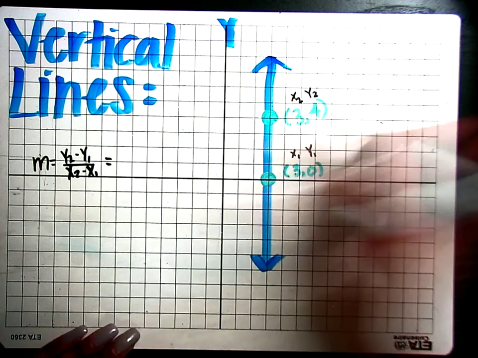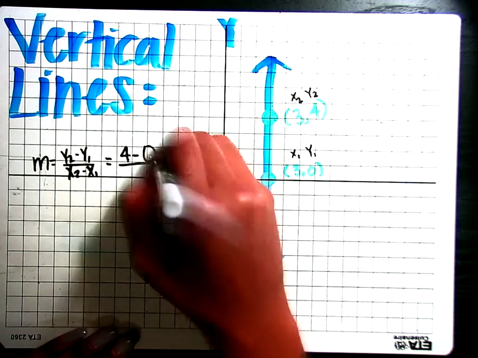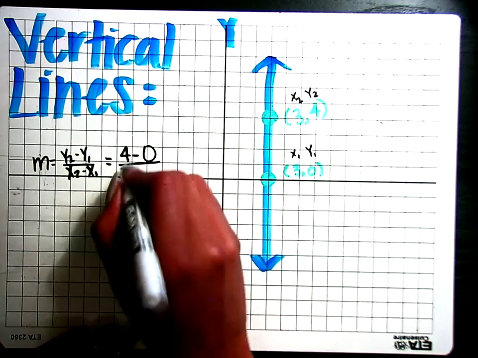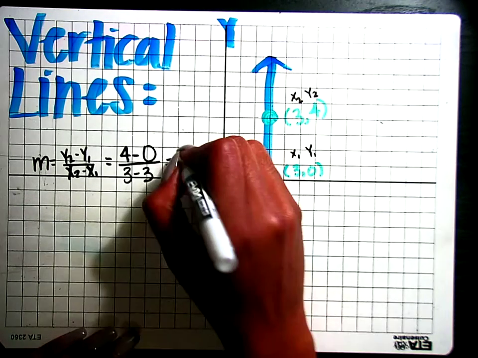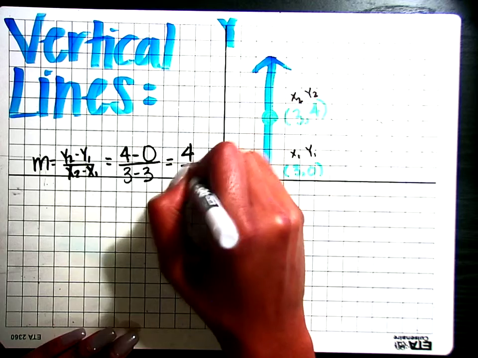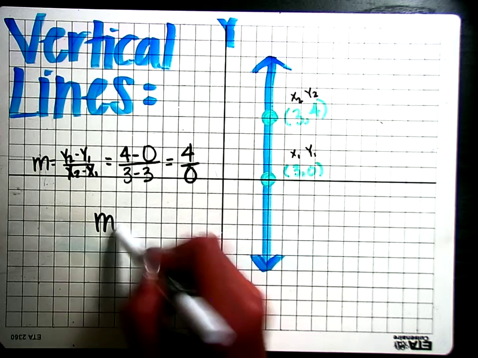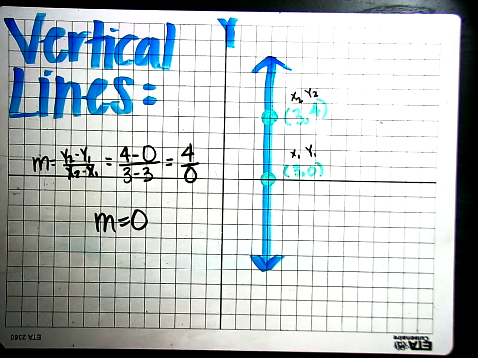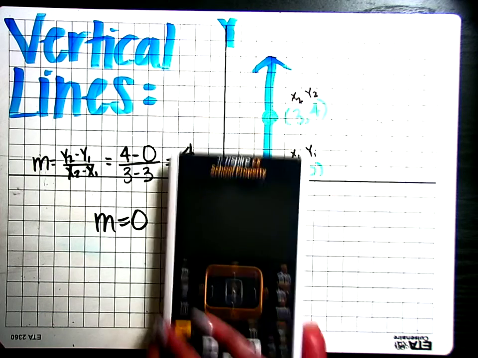So y2 is 4, minus y1, which is 0, over 3 minus 3. 4 minus 0 is 4. 3 minus 3 is 0. Now, a lot of us are going to want to say, okay, well, our slope is 0. But be careful. Let's use our calculator to double check that.